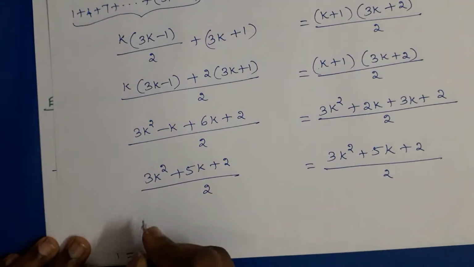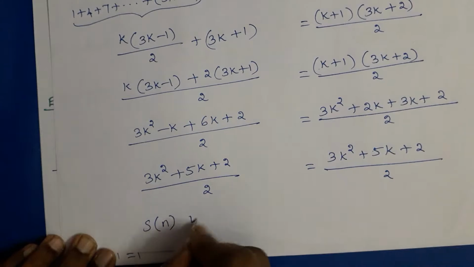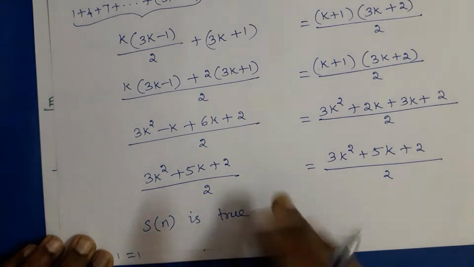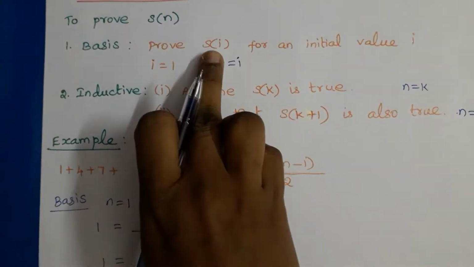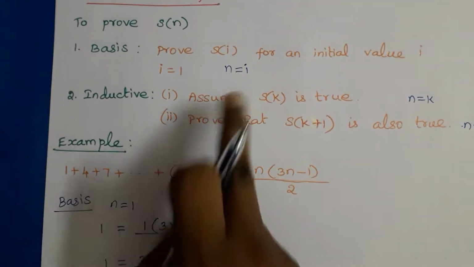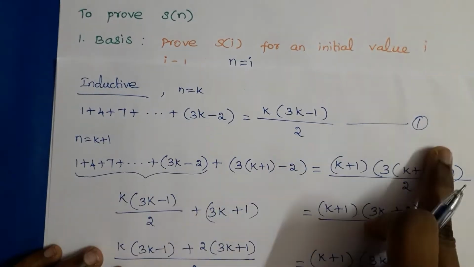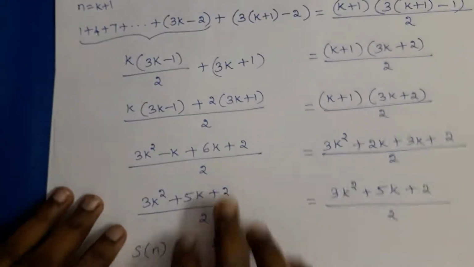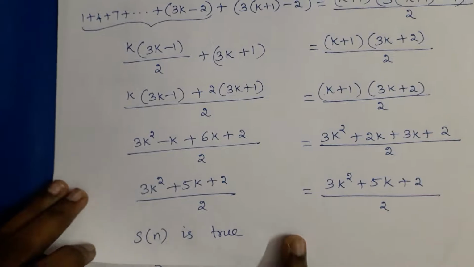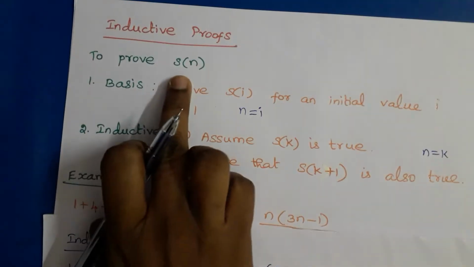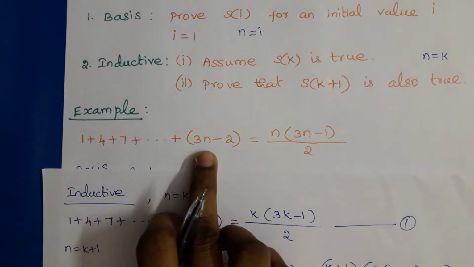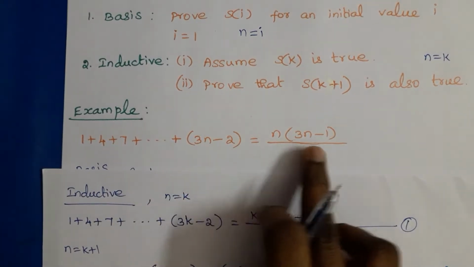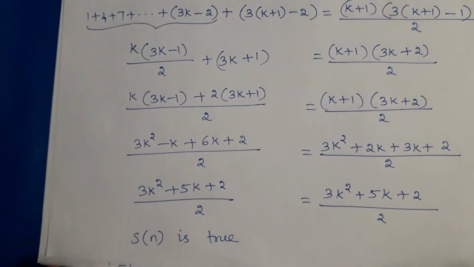So we can say that the given statement S of n is true, because we have proved the basis condition, so S of I is proved, and in the induction step we have considered S of k is true, and we have proved that S of k plus 1 is also true. So we can say that the given statement S of n is true. So the given statement, 1 plus 4 plus 7 up to 3n minus 2 is equal to n times 3n minus 1 divided by 2, is also true. Thank you.